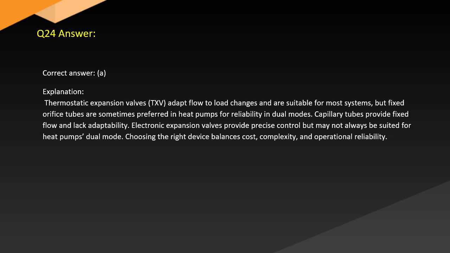Answer. Correct answer: A. Explanation. Thermostatic expansion valves (TXV) adapt flow to load changes and are suitable for most systems, but fixed orifice tubes are sometimes preferred in heat pumps for reliability in dual modes. Capillary tubes provide fixed flow and lack adaptability. Electronic expansion valves provide precise control but may not always be suited for heat pumps' dual mode. Choosing the right device balances complexity and operational reliability.